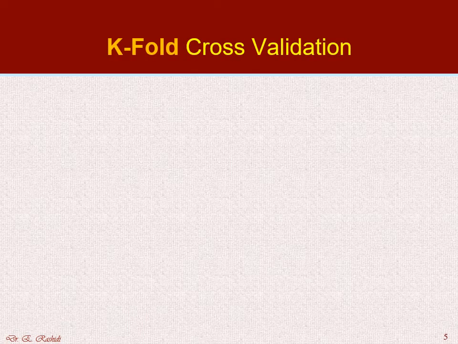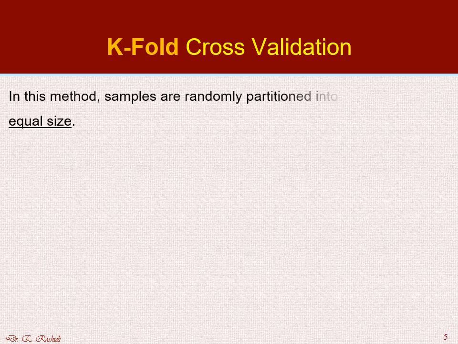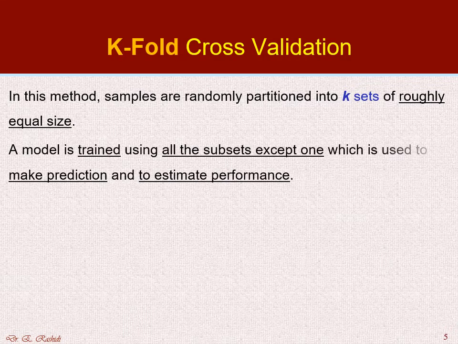K-fold cross-validation. In this method, samples are randomly partitioned into k different subsets of roughly equal size. A model is trained using all the subsets except one, which is used to make prediction and to estimate performance. This means that out of the k different subsets, k-1 is used for training the algorithm, and one set is used for testing the algorithm.